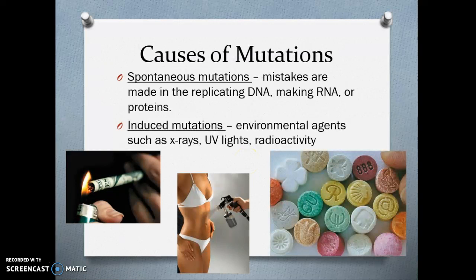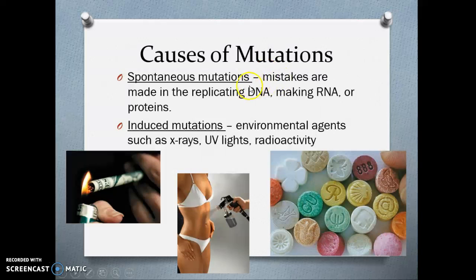So what causes these mutations? Well, we don't really know. There can be spontaneous mutations, like mistakes that are made when we replicate the DNA, when we're making the RNA, even putting the wrong amino acid there, which most of them in our body are spontaneous mutations. We will not know why. That's what scientists are trying to do right now, to figure out what's causing these mutations.